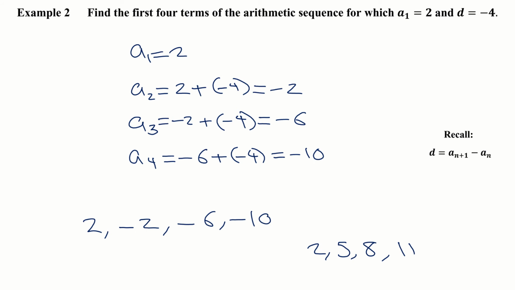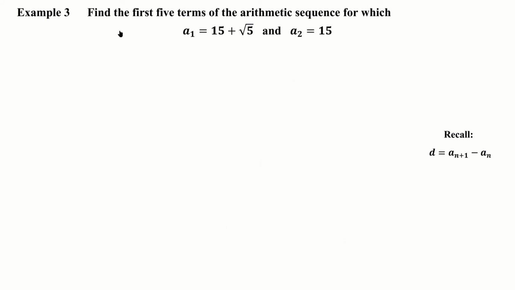Okay, for this next one, we're going to find the first 5 terms of an arithmetic sequence for which the first term is 15 plus radical 5 and the second one is 15.